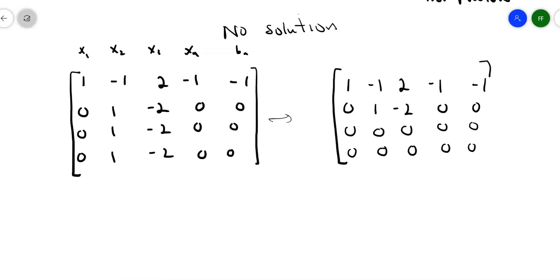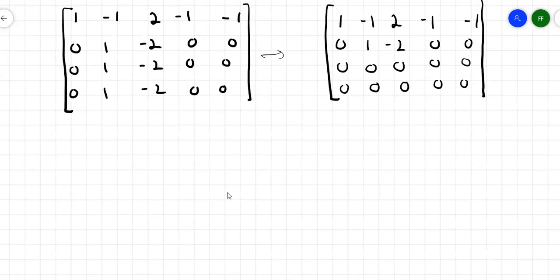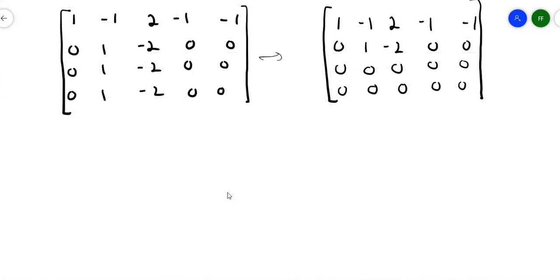This is different from the case above. In the case above, we ended up with a 0 and a 1, and we said that was not possible because you couldn't let 0x equal 1. But here we end up with 2 rows that are all zeros. What that means is that there's a lot of different possible solutions. What am I going to do?